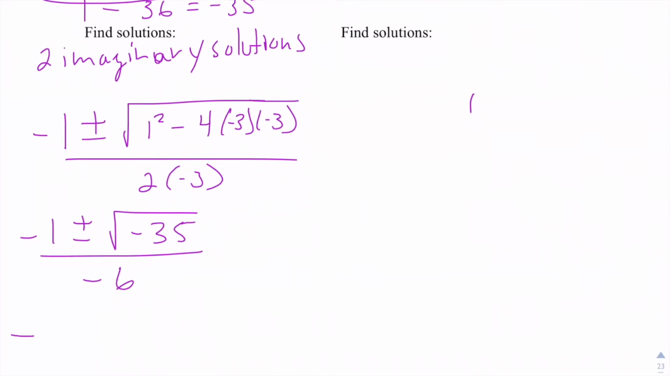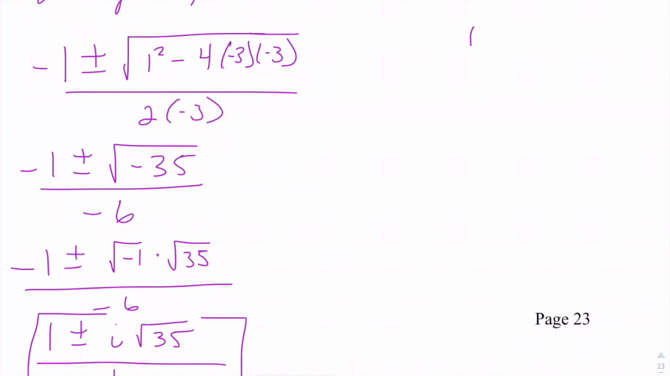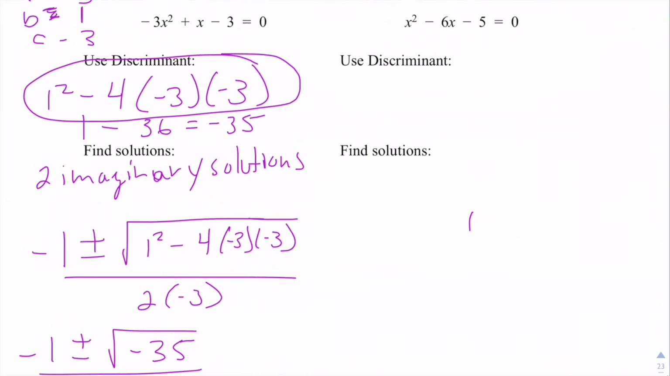And we could actually, if we really wanted to, simplify it a little bit more by going negative 1 plus or minus the square root of negative 1 times the square root of 35, all over negative 6, which would give us a positive 1 plus or minus i times the square root of 35, all over positive 6. And those are our imaginary solutions for that quadratic equation.